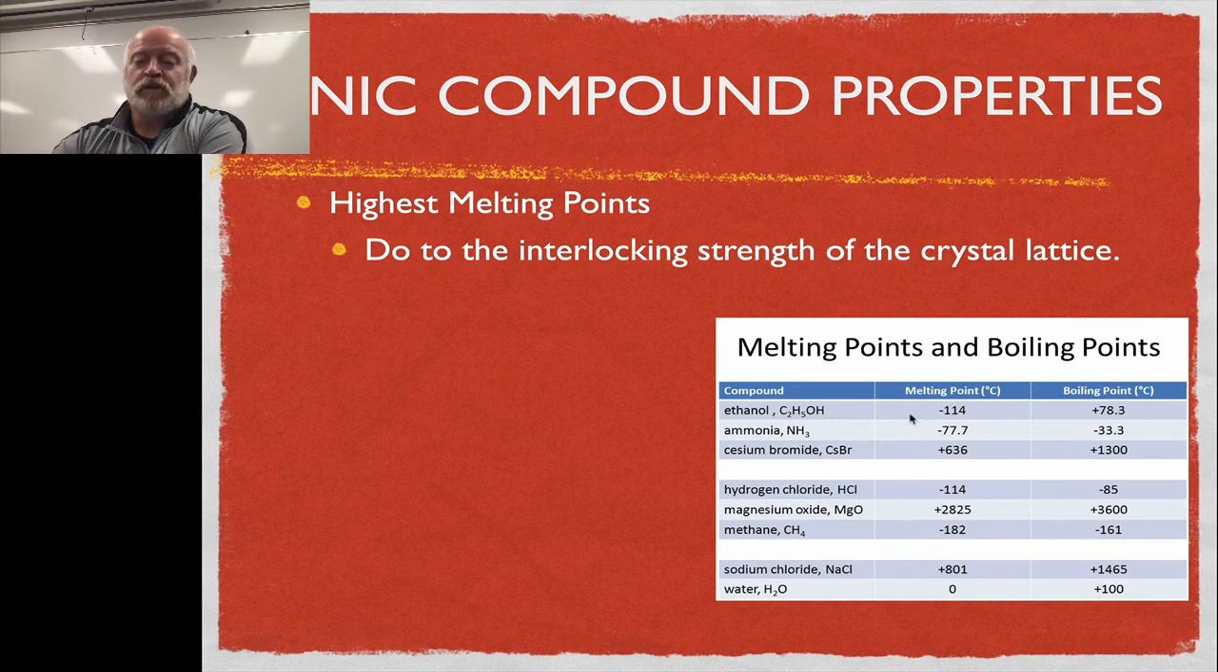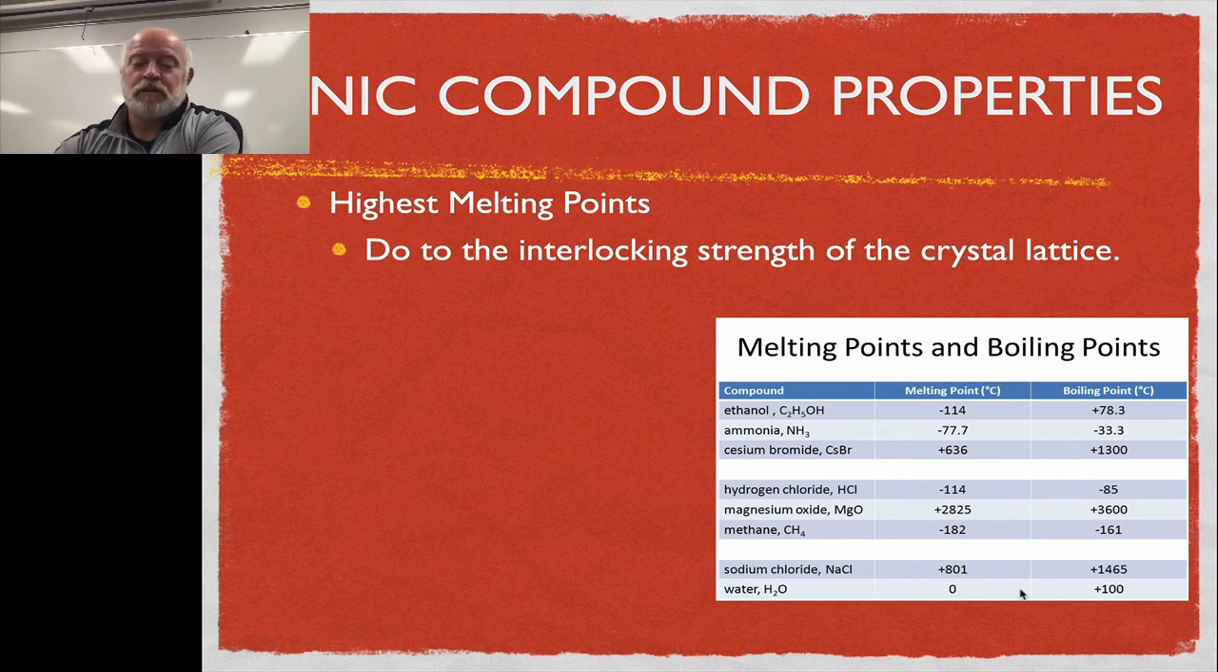So if we take a look, we have a bunch of compounds here and a bunch of melting points. Take a second, maybe with your partner or by yourself, and read through these and pick out the ones that you think have the highest melting and boiling points that could indicate ionic compounds. Then cross out the ones that don't look ionic to you. So go ahead and go.